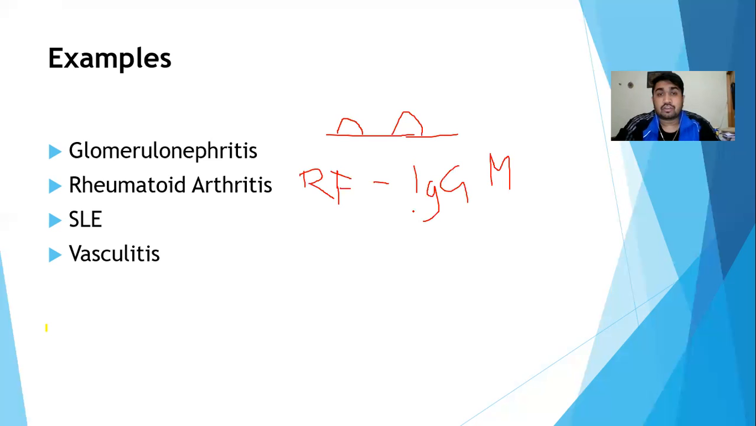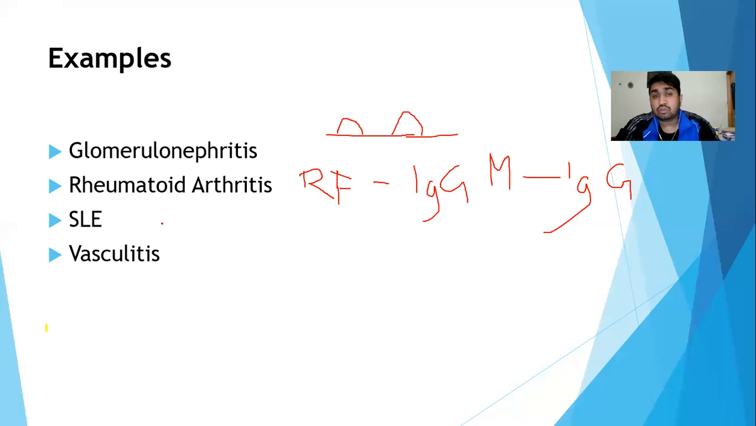This IgG or IgM antibody attacks the normal human immunoglobulin G. And due to this attack on normal human immunoglobulin G, the rheumatoid factor and immunoglobulin form complexes that are deposited at the joints and cause pain at the joint site. This is the typical pathology of rheumatoid arthritis, and it is very important for the exam.